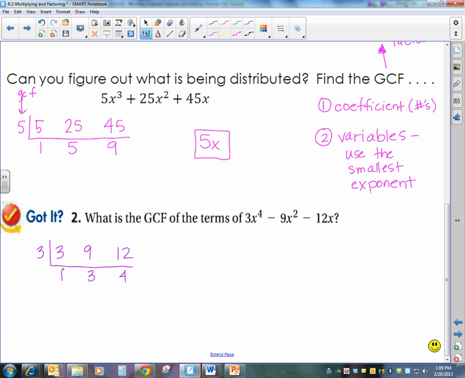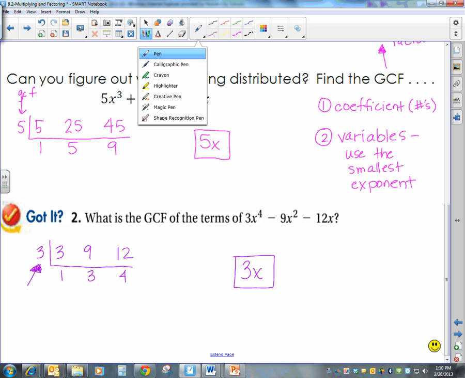Okay, if you ever get a 1 down here, you know that you're finished because if the highest number that goes into all of them is 1, you have found your GCF. So there's my GCF, 3. So I'll write that down. And then I'm going to look at my variables. They each have an x. That one has a 4, that one has a 2, this one has nothing, which we know is a 1. So my answer is 3x. And that is finding the GCF.